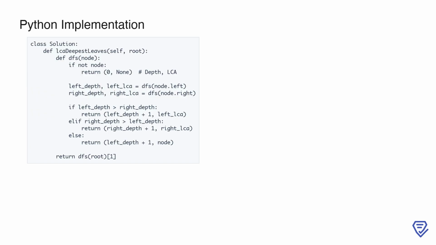The results of the recursive calls are combined by incrementing the depth by 1, accounting for the current node, and determining the appropriate LCA. Finally, the function returns the LCA stored in the result of the DFS traversal starting from the root. This approach ensures that the time complexity is O(n), where n is the number of nodes in the tree, because each node is visited exactly once. The space complexity is O(h), where h is the height of the tree, due to the recursive call stack.